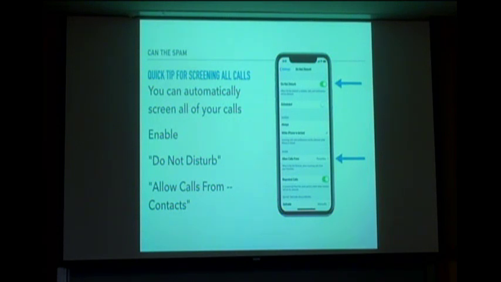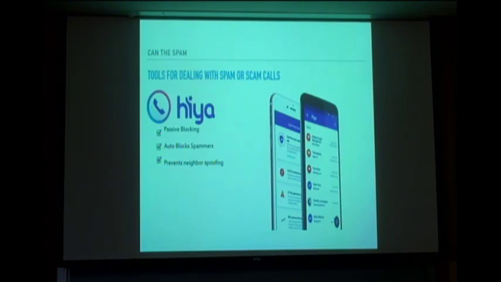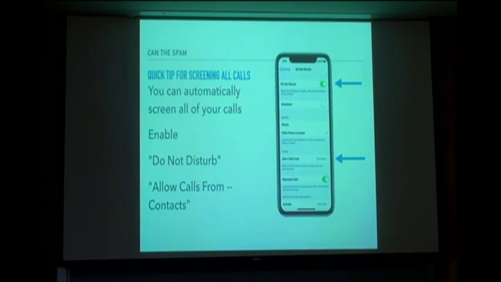But you actually are able to turn on Do Not Disturb permanently. And you can say, in this section down here, let me circle it here, you can actually say, allow calls from contacts. And by doing that, you basically, in your contact list, are creating a whitelist of anybody who's allowed to contact you. And anyone outside of that, the call goes directly to voicemail.